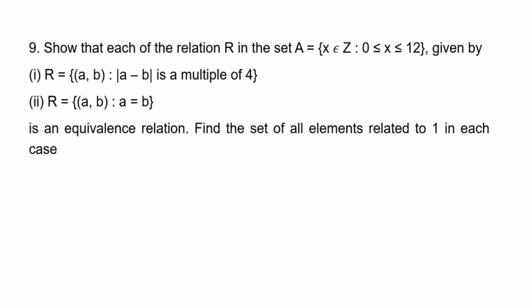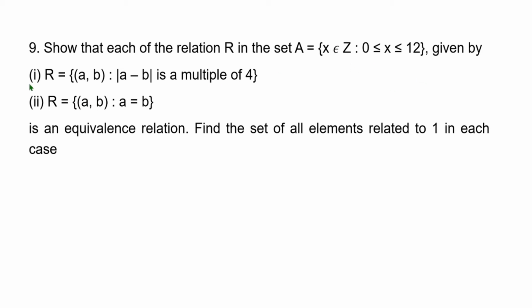The next question: show that each of the relations R in the set A, equal to the set of all x belonging to Z such that 0 ≤ x ≤ 12, given by the following, is an equivalence relation. Here Z is the set of all integers.